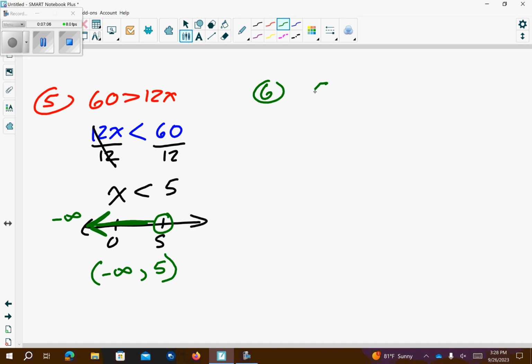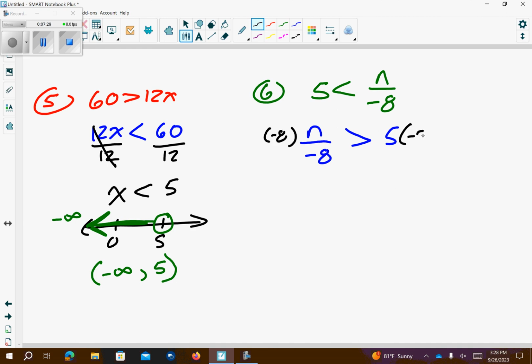Problem number 6, we have 5 is less than n divided by negative 8. I want to flip the whole problem over because I want the n on the left side, so the sign flips over. The sign did not flip over because we multiplied or divided by a negative number. It flipped over because I flipped the whole problem over. I'm going to multiply both sides by negative 8. Because I multiplied both sides by a negative, the sign is going to flip back to the other way. And then 5 times negative 8 is negative 40.